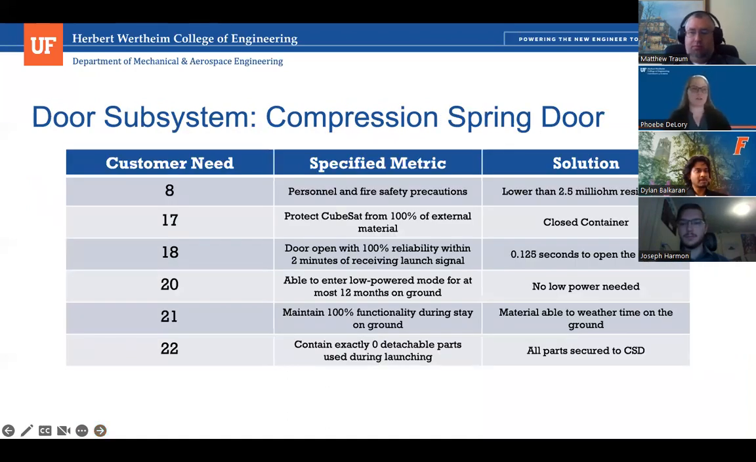So these are the metrics specified for our door system, along with our solutions that encompass them. These include ensuring a resistance lower than 2.5 milliohms for safety and ensuring a closed container to protect from external materials entering and affecting the CubeSat. It was also found that it takes less than a second to open the door with no low power needed while it's in storage. The materials are also able to weather the required ground storage time, and our design has all of the parts secured to the CSD to avoid any pieces detaching and polluting the space environment during launch.